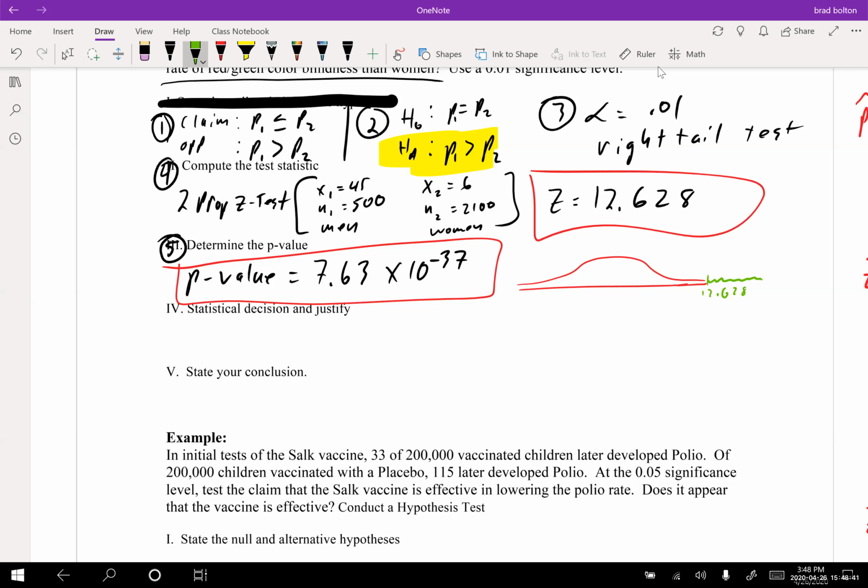Okay, why is it such a small number though? Why do we have times 10 to the negative 37? That's so close to 0, I can't even tell the difference. Well, the reason it's so small is look at my z-score.